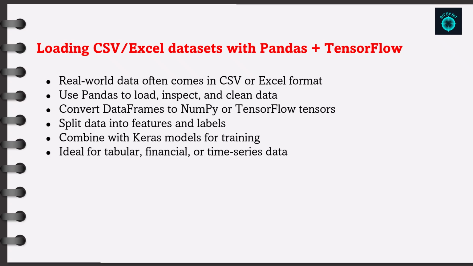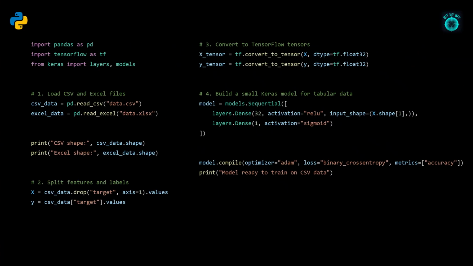Finally, you can convert these data frames into NumPy arrays or TensorFlow tensors and feed them directly into your Keras models. This approach is especially useful for tabular data, financial datasets, or time series, where deep learning models like feed-forward or recurrent networks can perform well. We begin by importing Pandas, TensorFlow, and Keras. First, we load data from a CSV file and an Excel file using Pandas read_csv and read_excel. Both return data frames, which we can easily inspect or print.